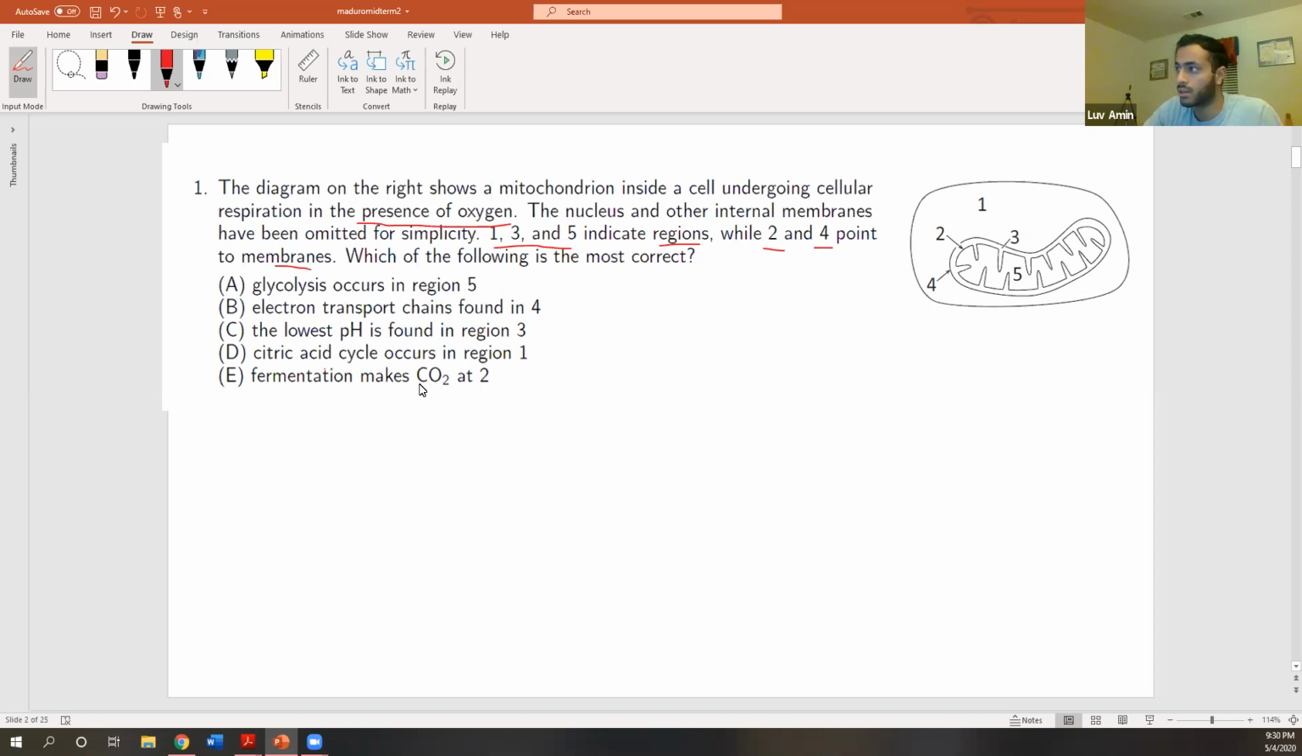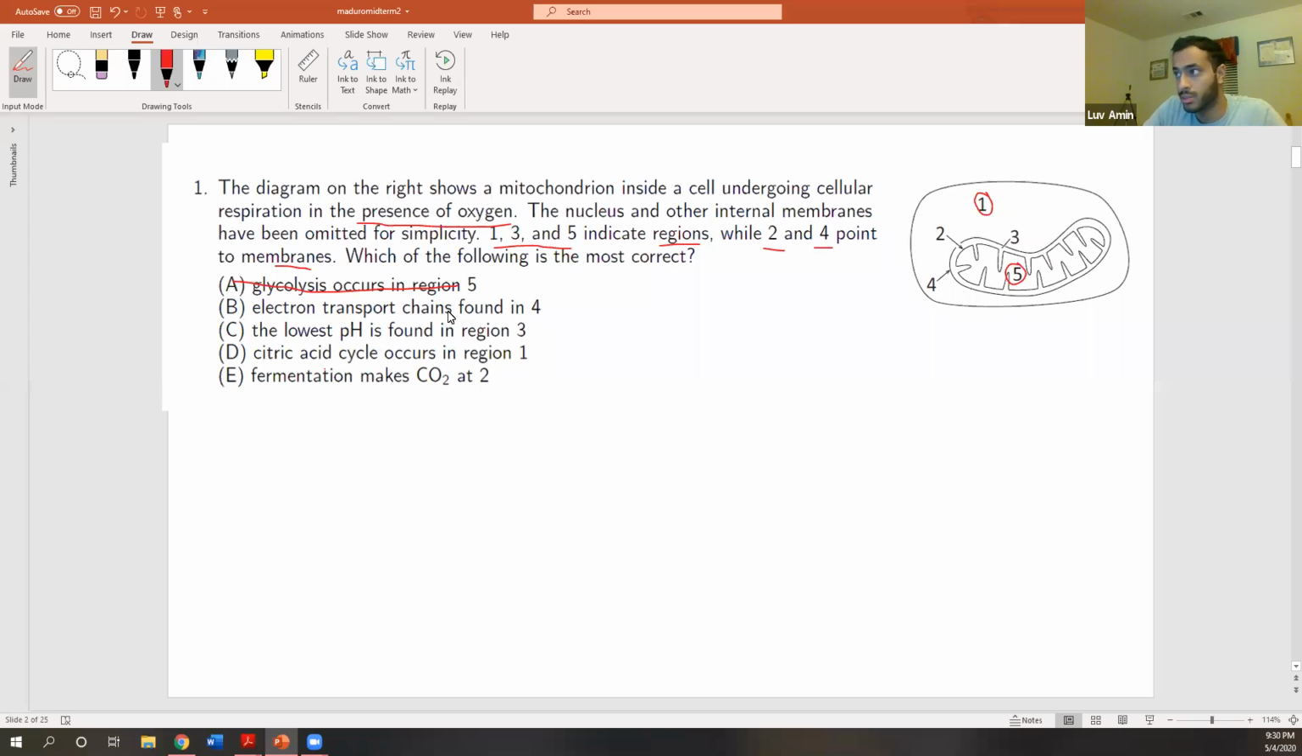It's asking which of the following are correct. I'll go in order from A through E, and we'll determine which one's right. A says glycolysis occurs in region 5. Region 5, which is right here, is the mitochondrial matrix. We know glycolysis doesn't occur in the mitochondria. It occurs in the cytosol, which is region 1. So A is most likely not true.